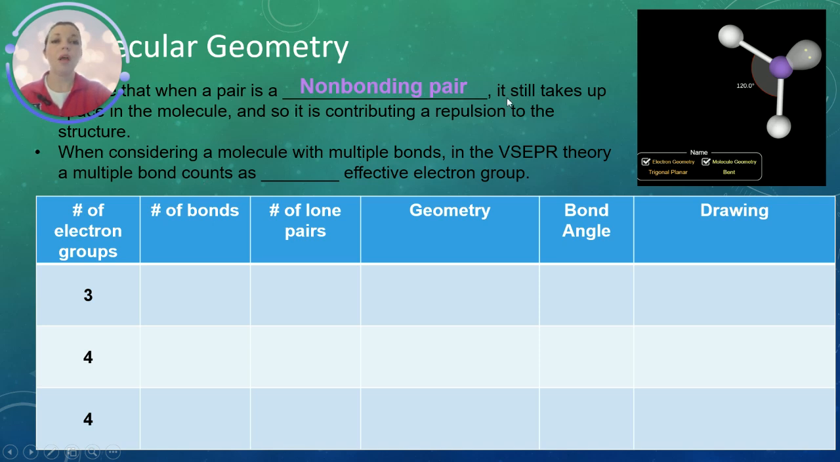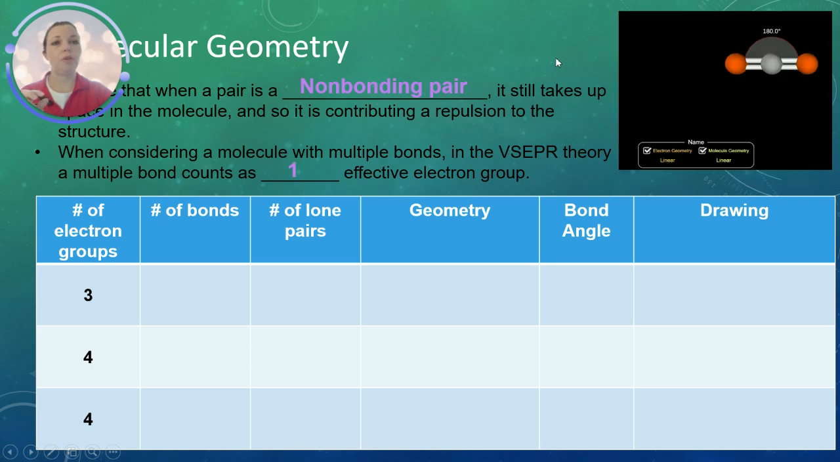So when considering a molecule with multiple bonds in the VSEPR theory, you should be aware the multiple bonds count as one effective electron group. So even though we actually have more than one pair that we're considering here, we think about it as electron groups. Okay, so if you have 2 bonds and 1 lone pair, your geometry is going to be bent, and the bond angle there is 120, and it looks like that.